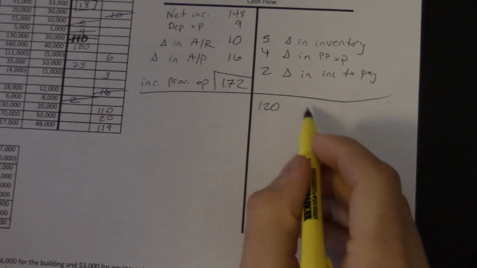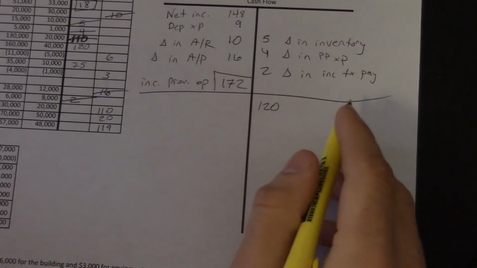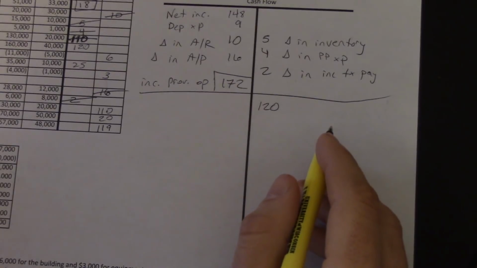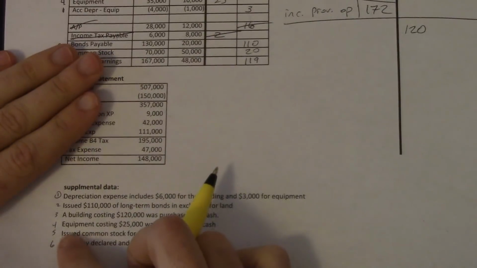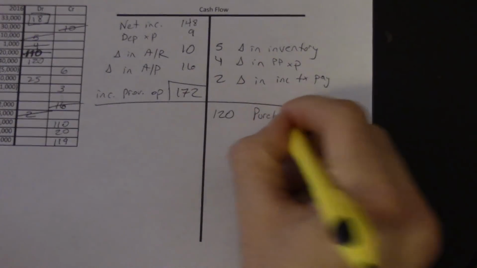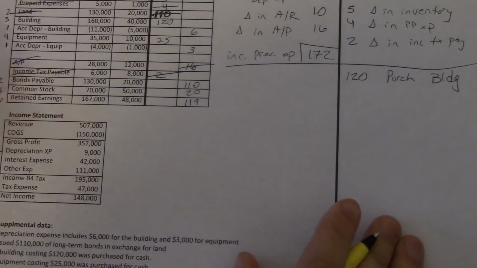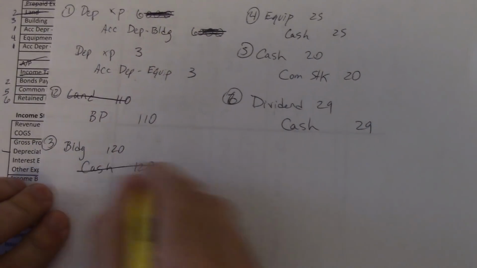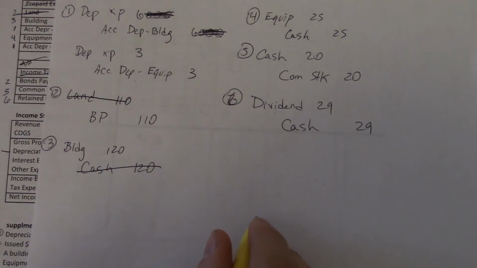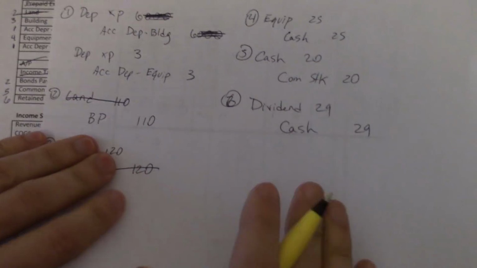And again, we can't just say change in building. We have to be a little bit more specific. We're looking at journal entry 3. And if you look down here, it says the building was purchased, so we can just say purchased building. There we go. And in our journal entry, we can cross off cash because we have accounted for it.